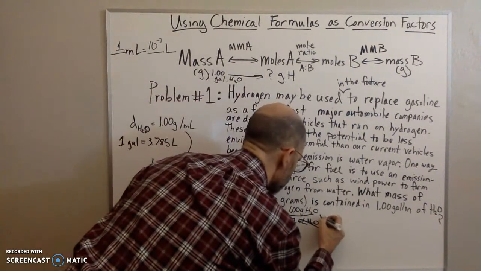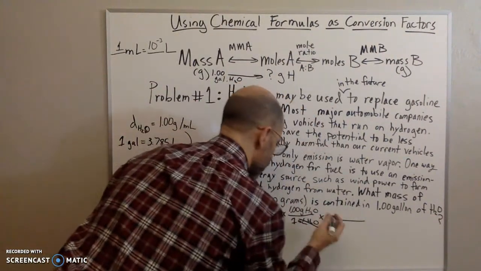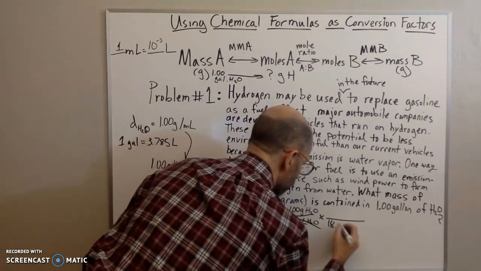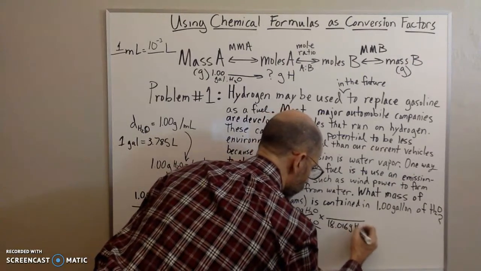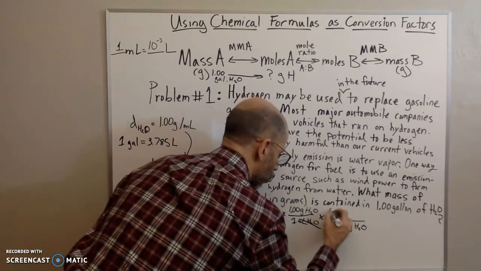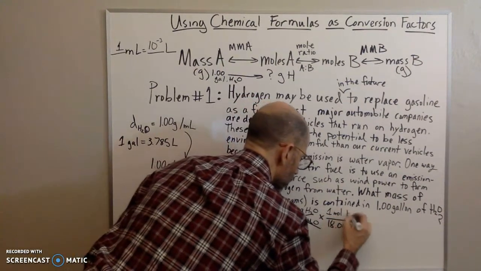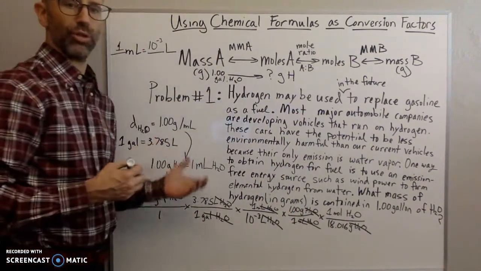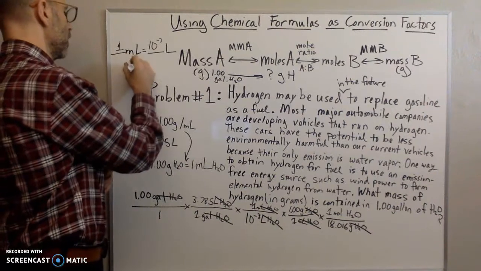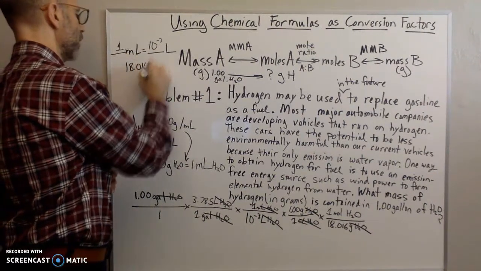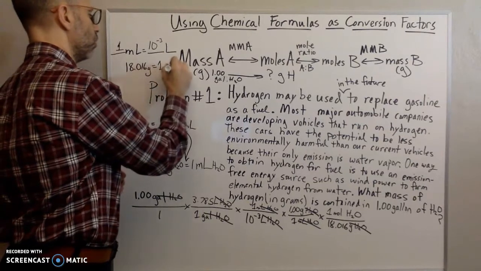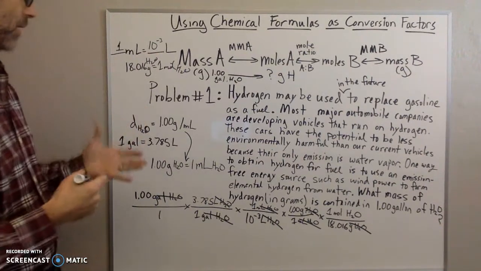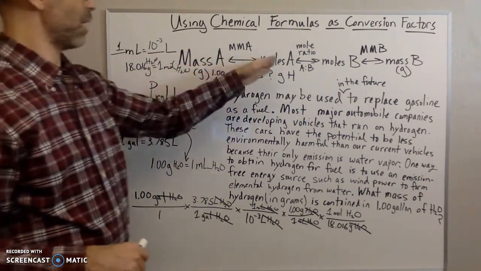So now I have grams on the top, so I'm going to put 18.016 grams of water on the bottom and 1 mole of water on top. So grams of water cancel out. So again, I use the molar mass. The molar mass of water is 18.016 grams equal to 1 mole. So now I use the molar mass of water, and now I have moles of water.